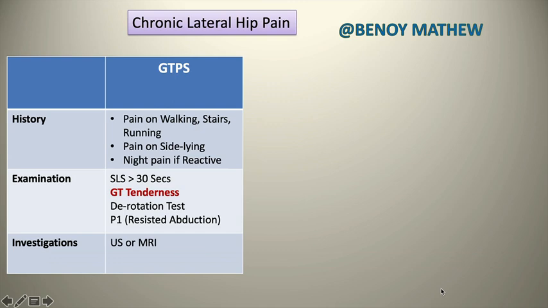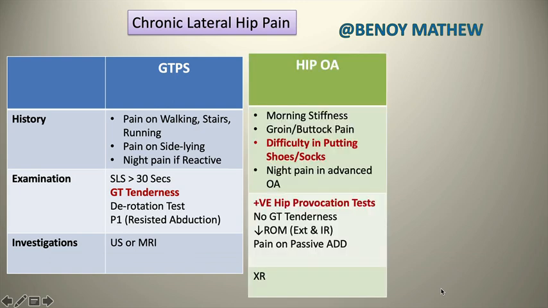So a typical patient with a gluteal tendinopathy will have pain with walking, running, stairs, and when lying on the side. Palpation generally is positive, and the derotation test, resisted abduction, all of those things can reproduce the symptoms. And the diagnosis can be confirmed with ultrasound or MRI, although GTPS is a clinical diagnosis and most patients don't need imaging.